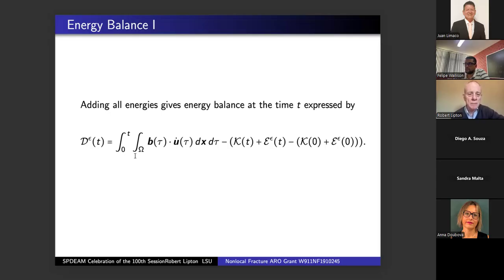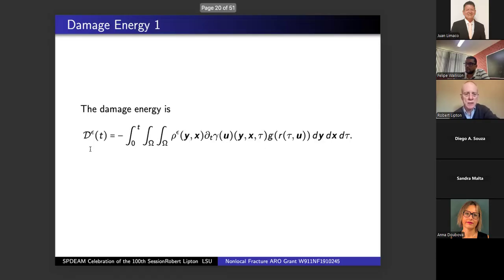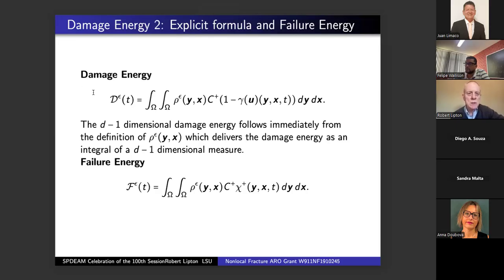And now we would like to clean up this D. That is, can we identify this damage energy a little bit better? And so we can, and we do. What we find is the damage energy can be written as 1 minus the phase field times this kernel, which is used to localize the integral. Here the integral is localized to the horizon, the ball centered at x, and then we do the second integral, and we get an integral over the body, and we get our damage energy.